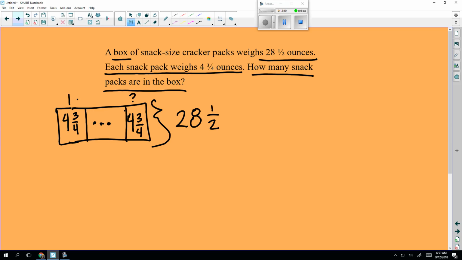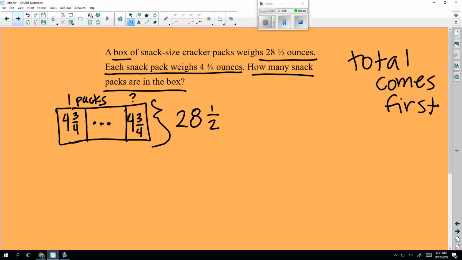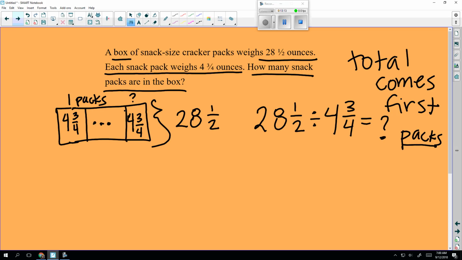I don't know how many packs, okay? So again, with division, what comes first? Total comes first. So what do we know the total of the big box is? Well, we know that it's 28 1/2 ounces, and we're dividing it by each pack, which is 4 3/4 ounces, and we're going to get a question mark, which is going to tell me how many packs I have, okay?